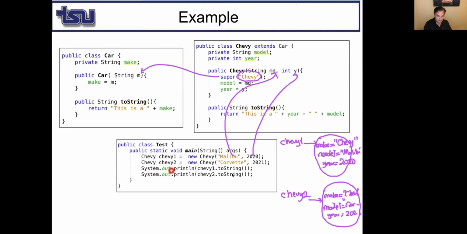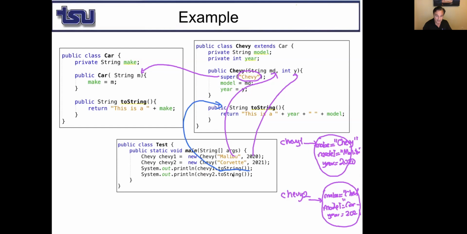Then when it says System.out.println Chevy1.toString, which toString method is going to be called? This one or that one? Obviously this one, because we had overwritten that. And when I make a call to this toString method, right there, it's going to print, this is a year.